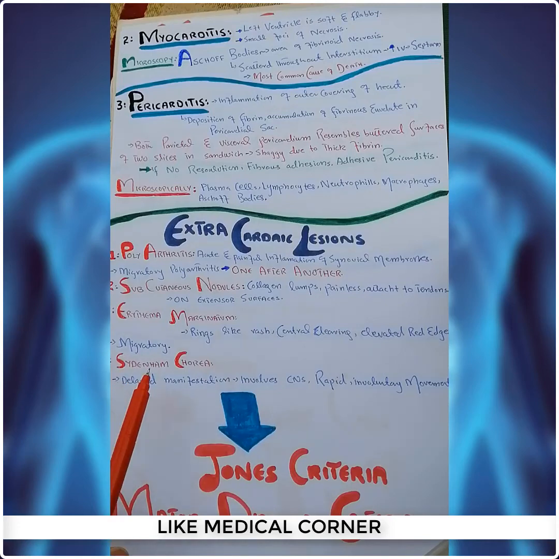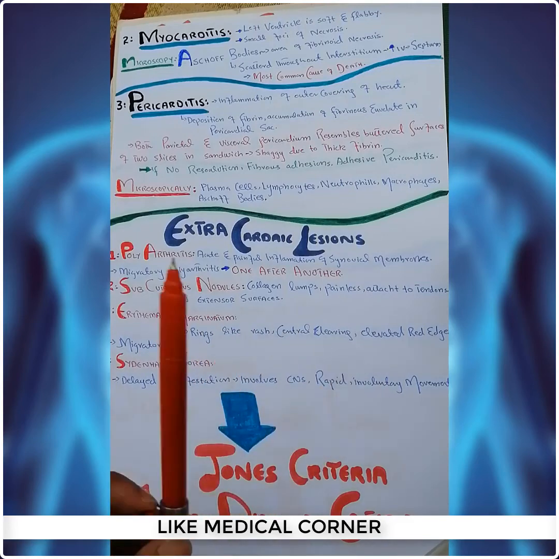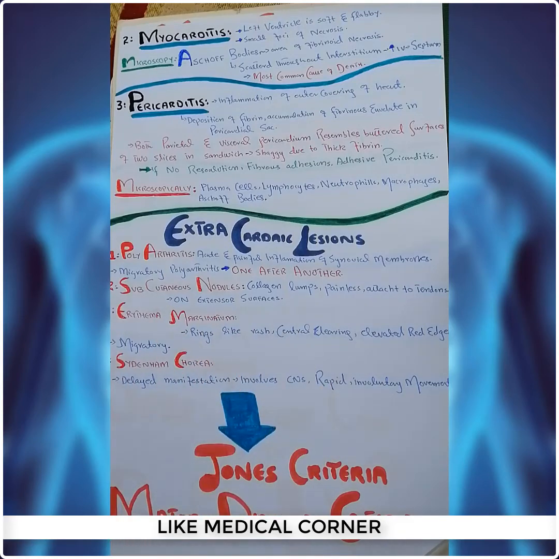The last one is Sydenham chorea. What is Sydenham chorea? It is the delayed manifestation of rheumatic fever, and in Sydenham chorea it involves the central nervous system, and there are rapid and involuntary movements of the face and most commonly the joints. So the presence of all these conditions: number one, carditis; number two, polyarthritis; number three, subcutaneous nodules; number four, erythema marginatum; and number five, Sydenham chorea. All these are known as Jones criteria, and it is the major diagnostic criteria of rheumatic fever and rheumatic heart disease.